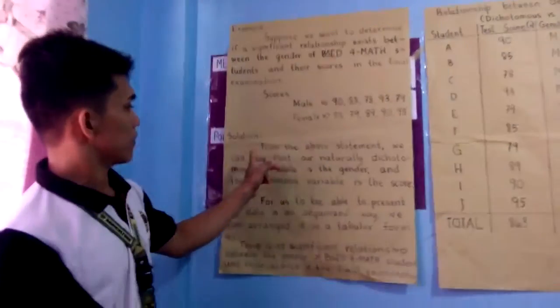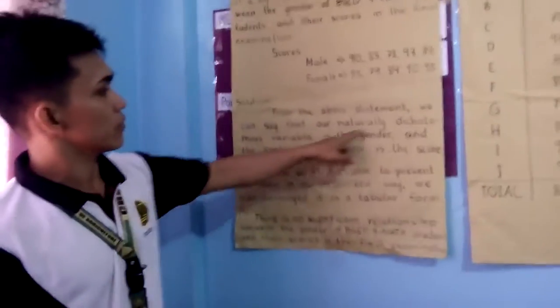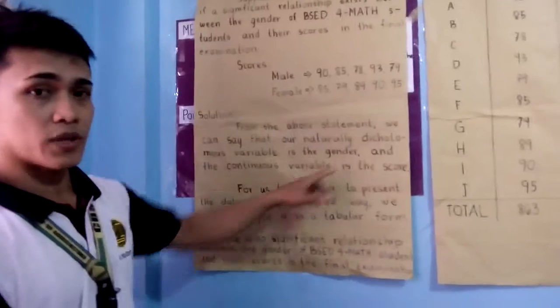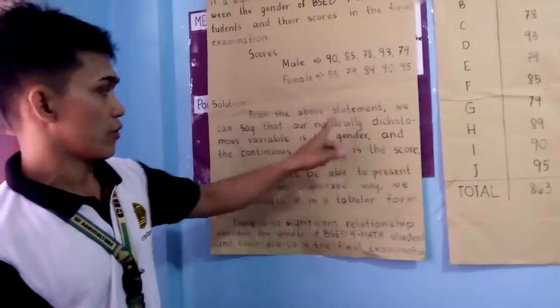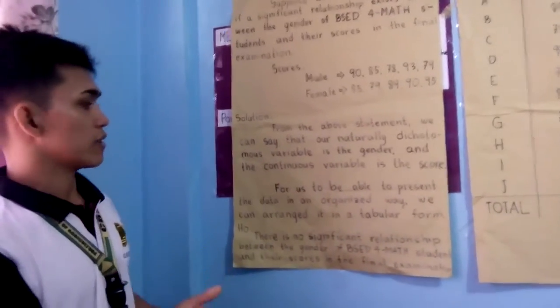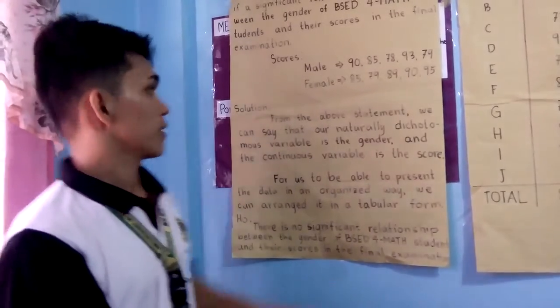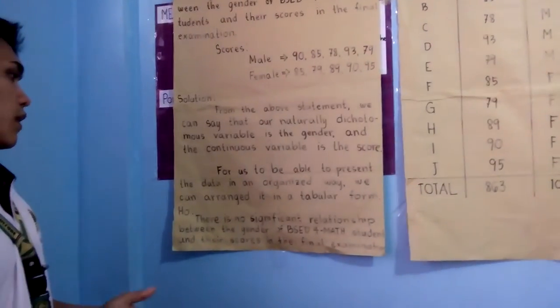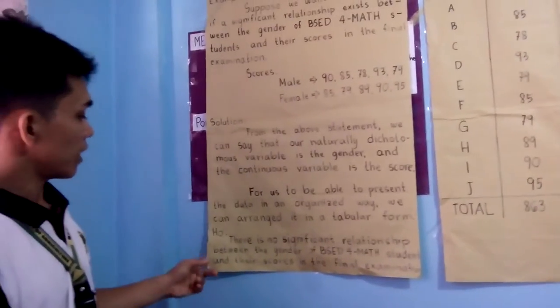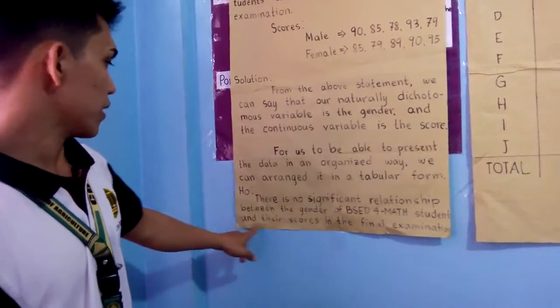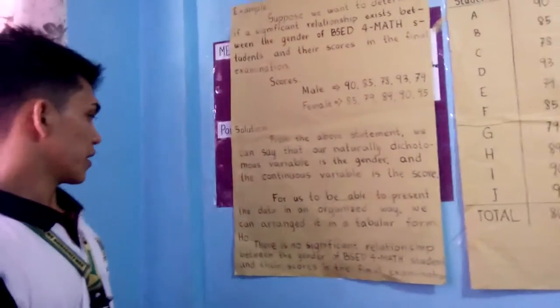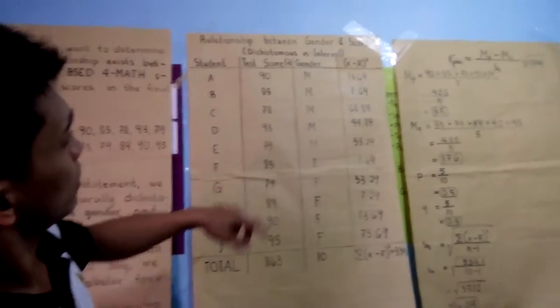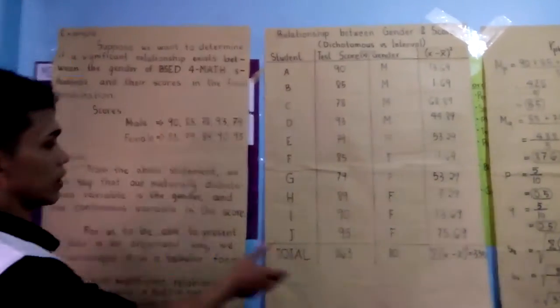Our solution: from the above statement, we can say that our naturally dichotomous variable is the gender, because we can split it into exactly two categories, male and female. And the continuous variable is the score. For us to present the data in an organized way, we can arrange it in tabular form. But before that, we should state our null hypothesis. There is no significant relationship between the gender of BSN for mathematics students and their scores in the final examination. We can say that our null hypothesis is equal to zero association. The relationship between gender and score, dichotomous versus interval, is the table for our data.